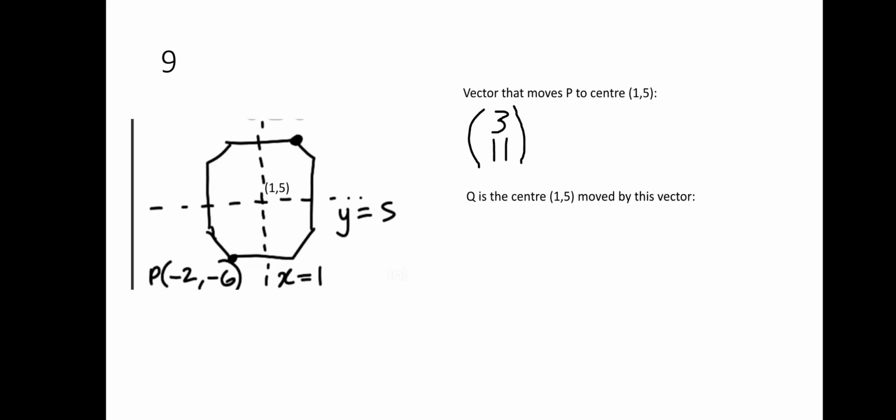So if we repeat that vector, starting at the center, then we'd arrive at point Q. The x coordinate of Q would be the x coordinate of the center, 1, and then going 3 to the right, 1 plus 3 equals 4. Doing the same thing for the y coordinate of Q would give you 16. So the coordinates of Q are (4, 16).